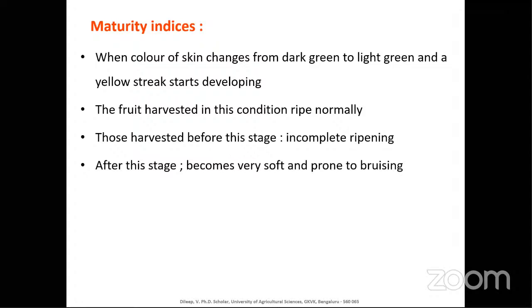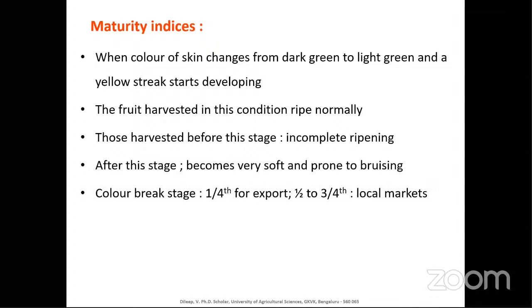Okay, so when you harvest beyond the maturity index, the flesh becomes very soft and is prone to damage by bruising in handling and also in transport times. So you have to be very careful in harvesting. And what is the color break stage? That is the 1/4 turning stage. Change of color, 1/4 for export and also 3/4 matured for local markets.